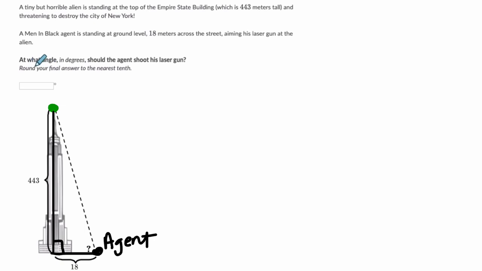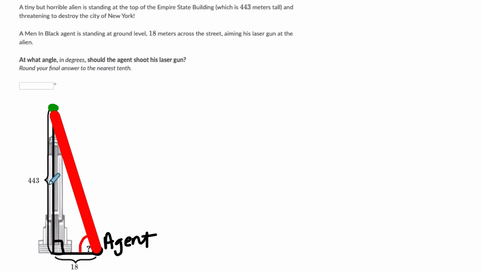Let's see what they want to know. At what angle in degrees should the agent shoot his laser gun? So here's the laser gun, right? Right up that hypotenuse right there. This is the laser gun path. Okay. So what's the angle? What angle should they shoot up at, right? What's this angle right here? Okay, so there's some angle that relates.